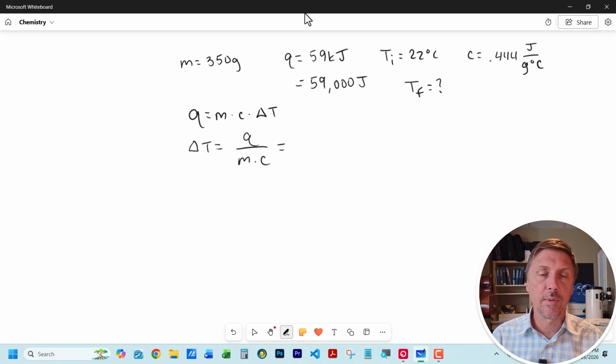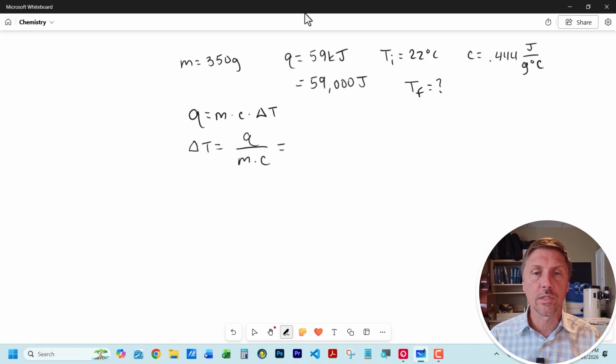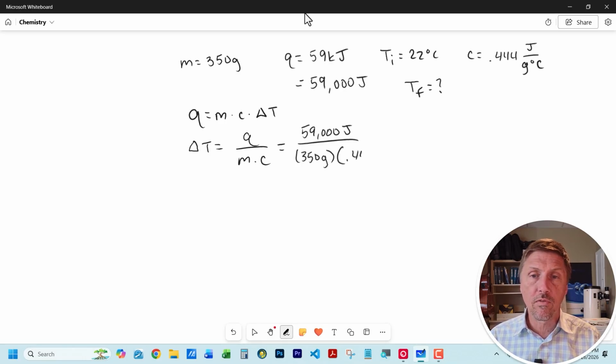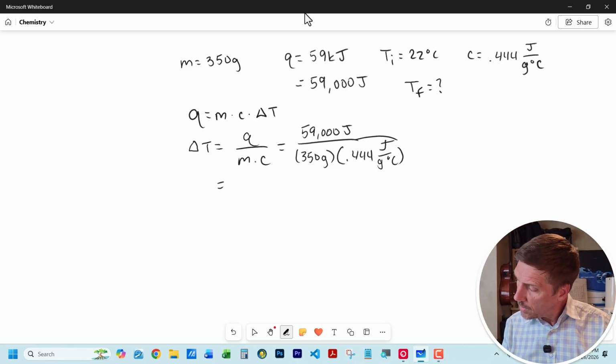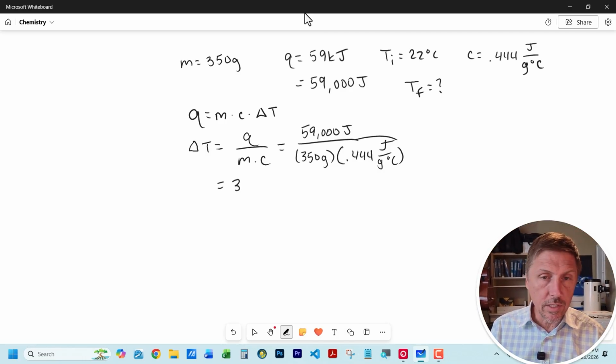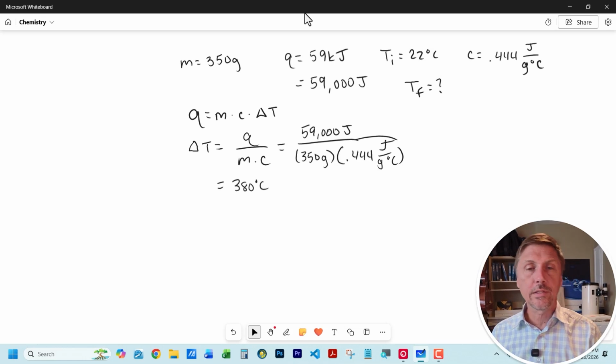We're just dividing both sides by MC, and they cancel out on the right side. And so plugging in those values, 59,000 joules divided by a mass of 350 grams. That mass is fine. They didn't give it to us in kilograms. It's in grams, which is what we want. And little c is 0.44 joules per gram degrees C. That gives us a change in T value of, looks like 380 degrees C.